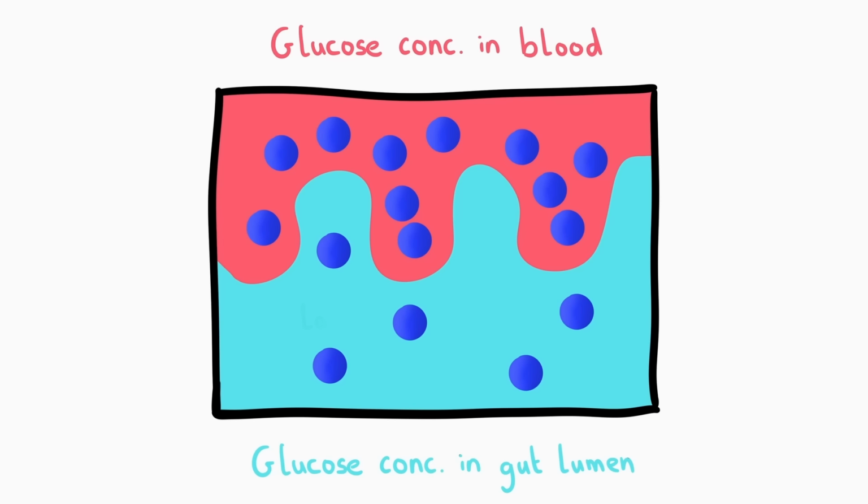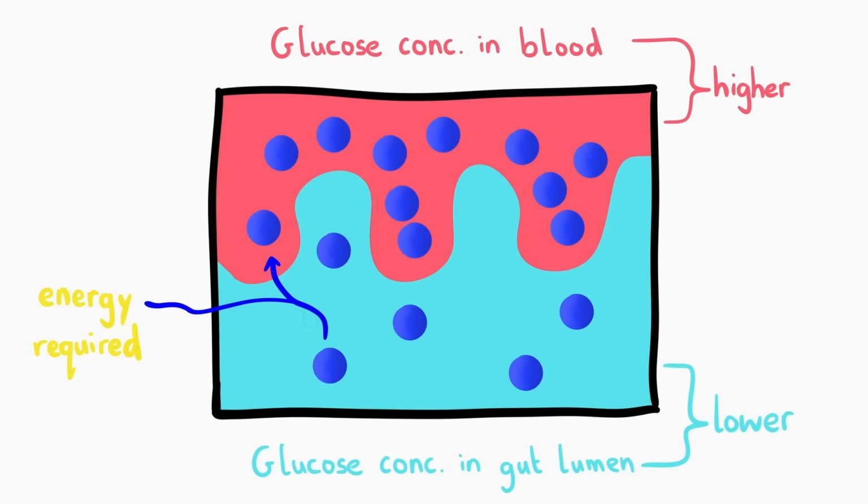In the human digestive system, glucose is absorbed through the small intestine into the bloodstream by active transport. After a meal, glucose concentration in the gut lumen can be lower than in the blood. Against this concentration gradient, energy is used to move glucose into the bloodstream.